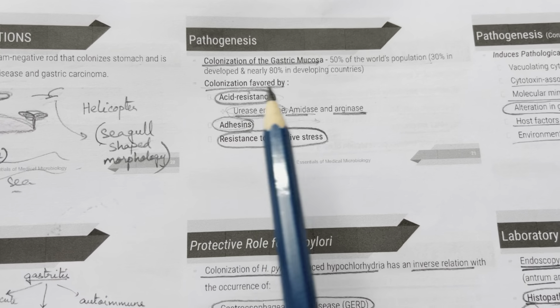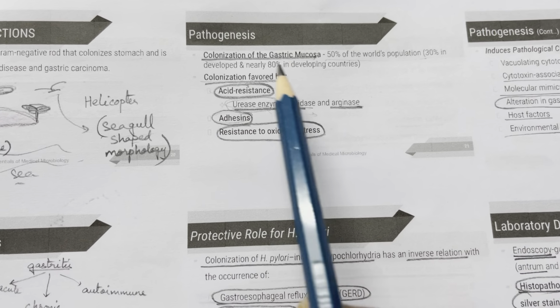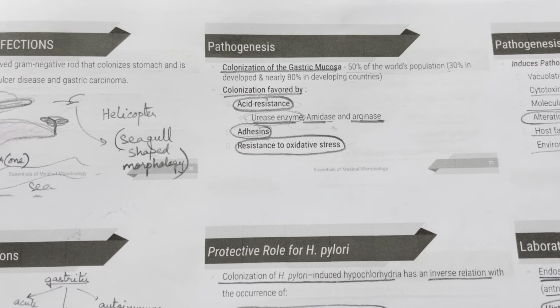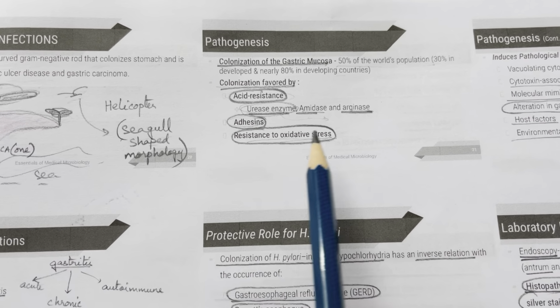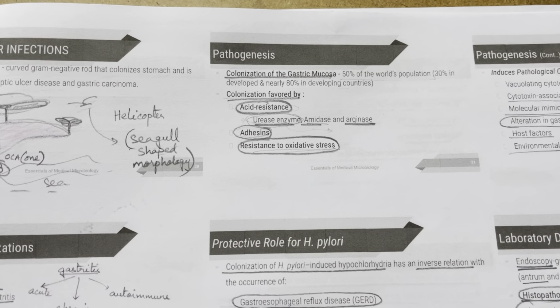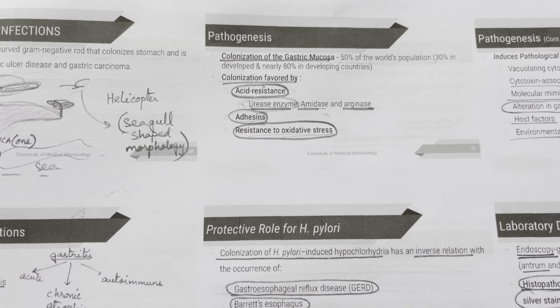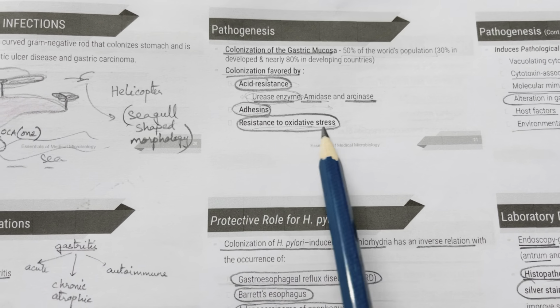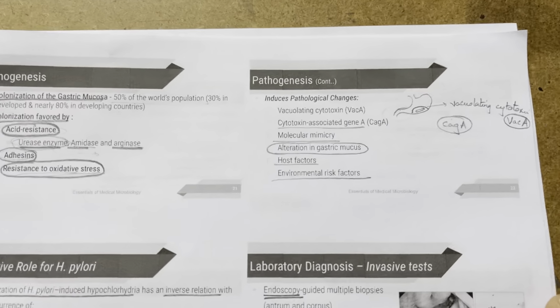And then you have adhesins, which favor the adhesion of the bacterium to the gastric mucosa, and then resistance to oxidative stress, because obviously any acidic chemical reaction is a kind of redox reaction. So there is oxidative stress. If it is able to resist that, then it can colonize the gastric mucosa.